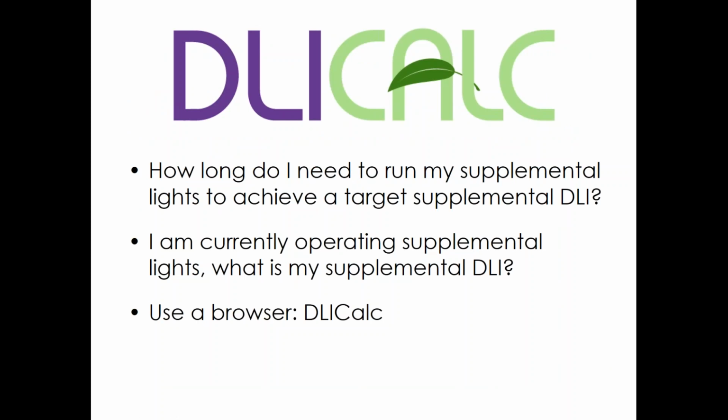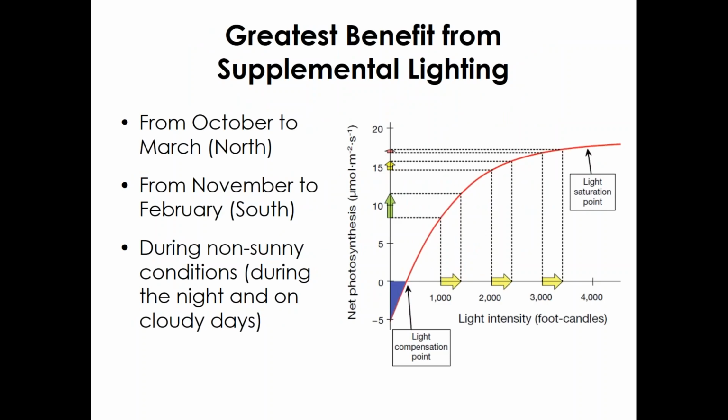It's called DLI Calc. You can use your web browser, such as Google, and basically Google DLI Calc, and it can help you determine how long you need to run your supplemental lights to achieve a target supplemental DLI, or if you are operating supplemental lights, what is your supplemental DLI? So really the greatest benefits of supplemental lighting are from October to March if you're a grower in the north.